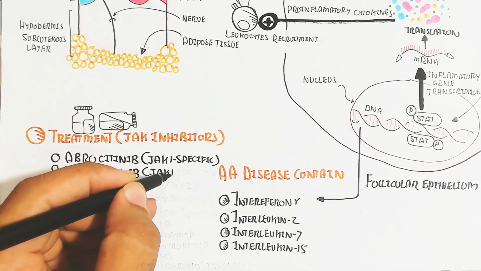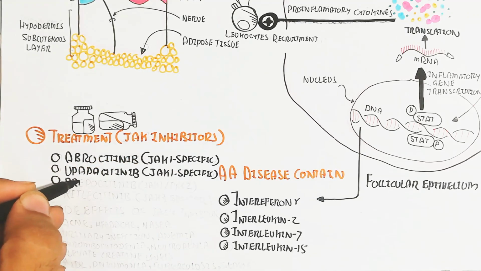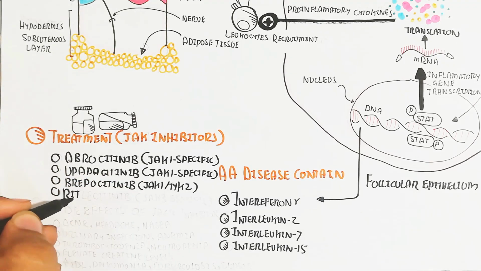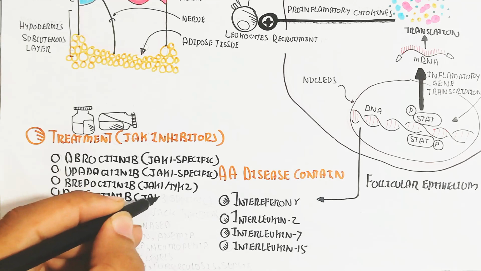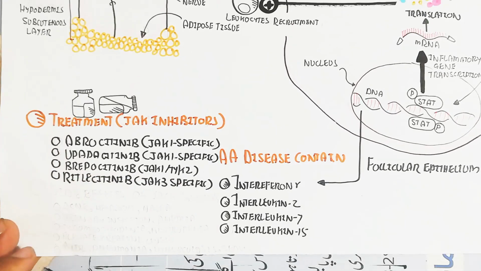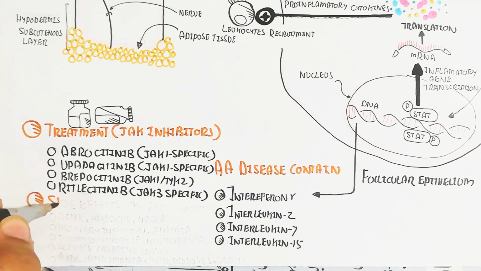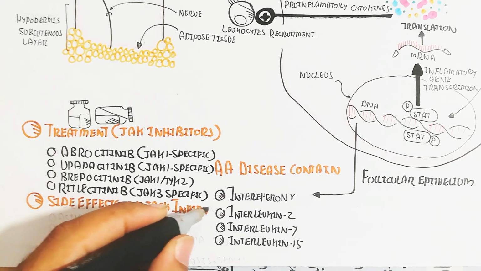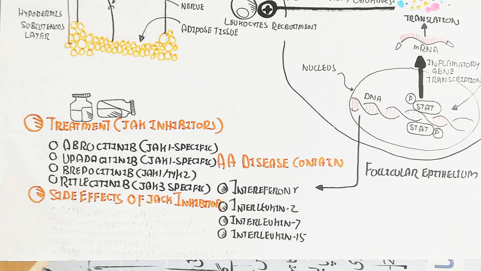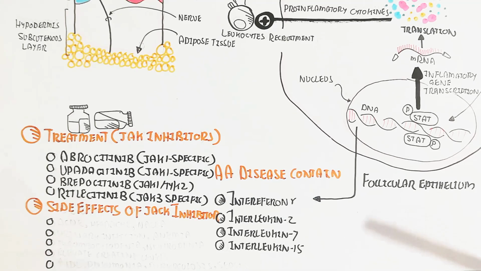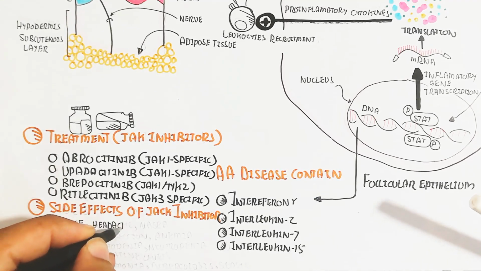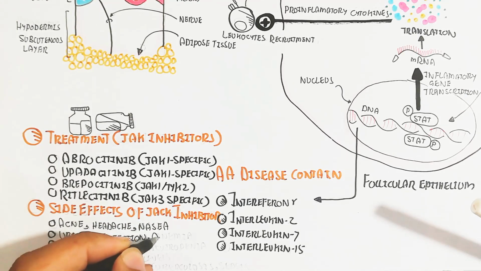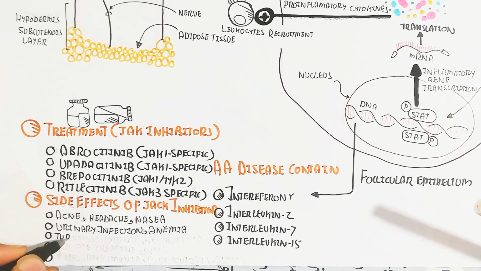The treatment is the JAK inhibitor. Abrocitinib is JAK1 specific, and upadacitinib is also JAK1 specific, while brepocitinib is JAK1 and TYK2, and on the other hand ritlecitinib is JAK3 specific, and basically these are the different names.